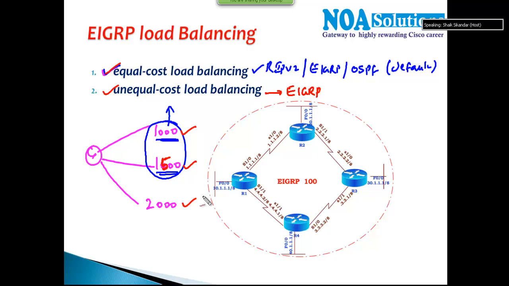So which is the best route here? Now in this scenario, the best route will be 1000. This is the best route, and the reason is it is having the least cost.